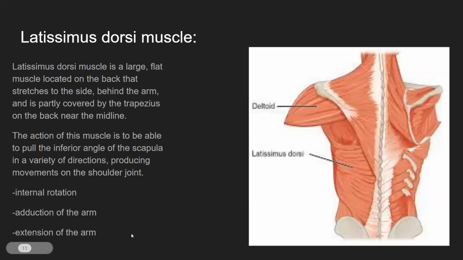Next, we have the latissimus dorsi muscle. The latissimus dorsi muscle is a large but flat muscle located on the back that stretches to the side behind the arm, and is partly covered by the trapezius on the back near the midline. The action of the muscle is to pull the inferior angle of the scapula in a variety of directions, producing movements at the shoulder joint: internal rotation, adduction of the arm, and extension of the arm.